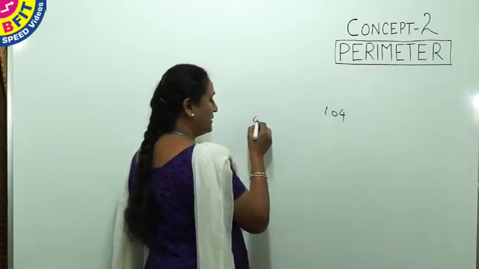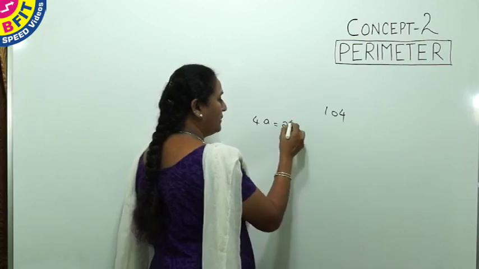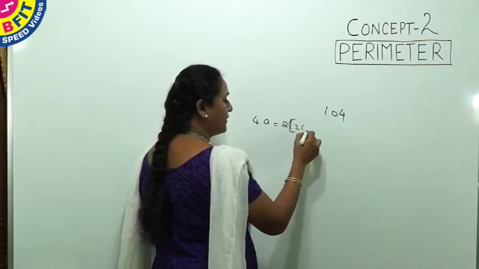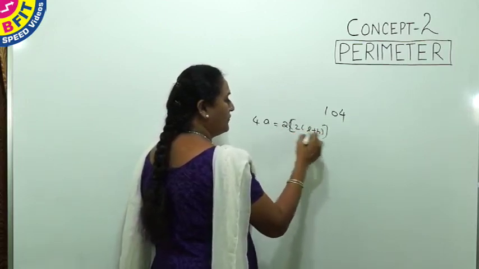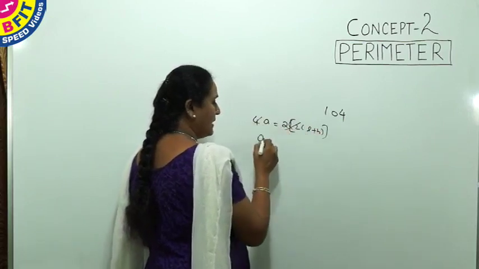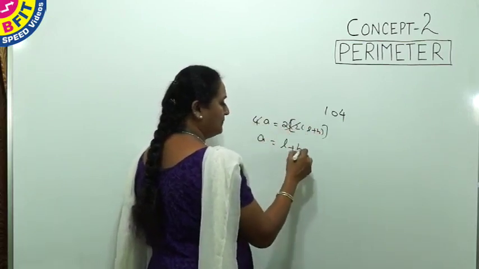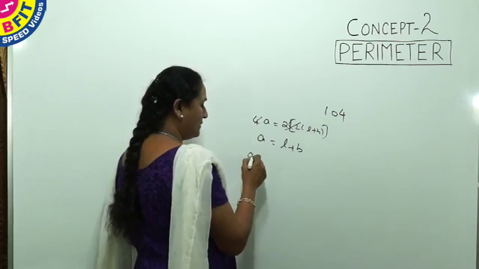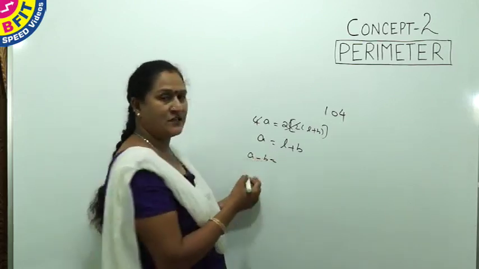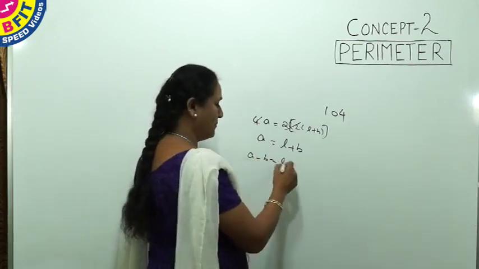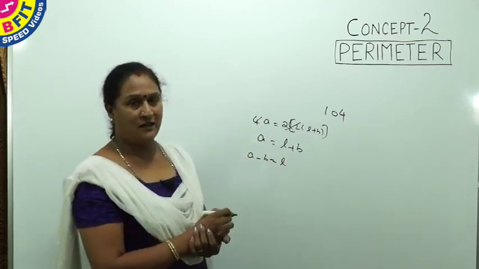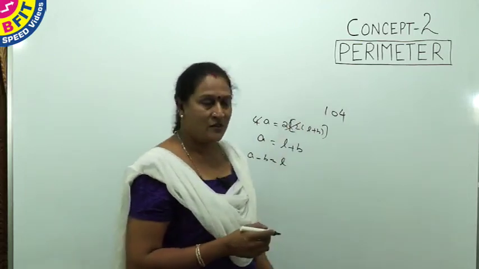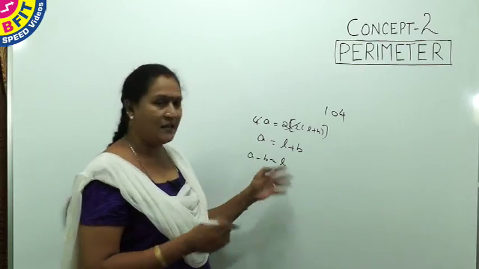So equating this, 4a equals twice the perimeter of a rectangle. So we get that a equals L plus b. And the required question is the difference between the side of the square and the breadth, and that is equal to the length. So instead of working all this, we just got the answer as the length itself.